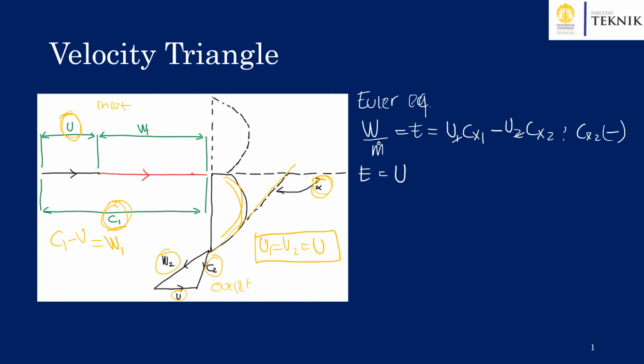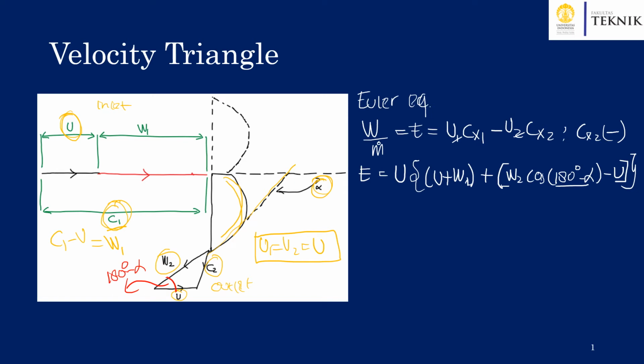So that we can rewrite these equations as E is equal to U multiplied with U plus W1 plus W2 cosine of 180 minus alpha, minus U. So 180 minus alpha is the angle here. So this is 180 minus alpha, 180 degrees minus alpha.